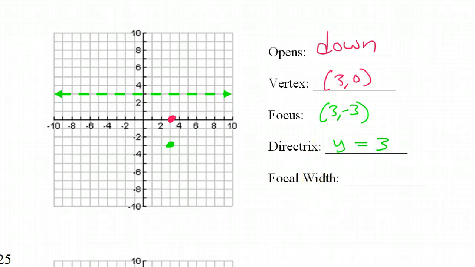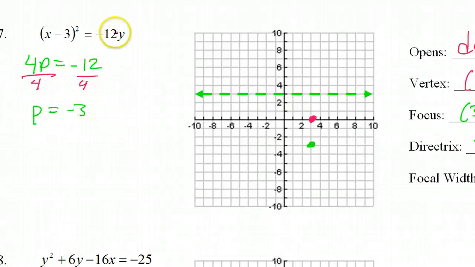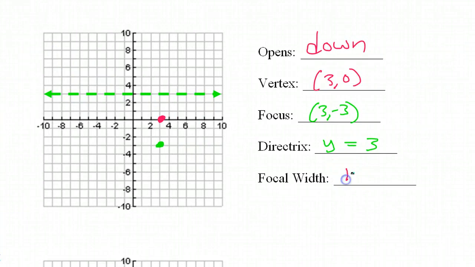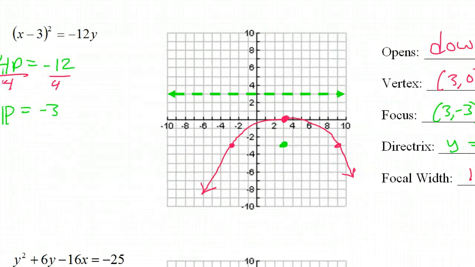Now the focal width. The focal width shows up right here, but width is always positive, so don't put negative 12. Just put 12 for the focal width. That tells me that at the level of the focus, the parabola is 12 wide. That's a total of 12, so that would mean 6 to the right and 6 to the left, for a total of 12 all the way across. And that is what allows me to go ahead and graph this parabola. And there you go. That is the end of number 7.